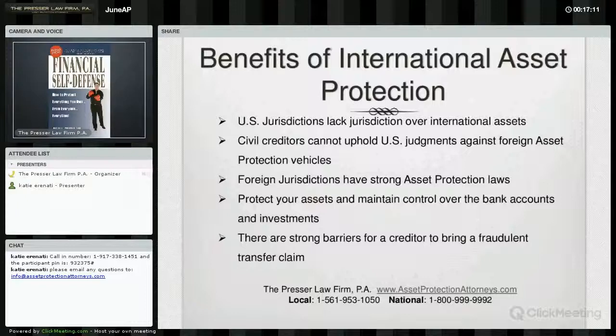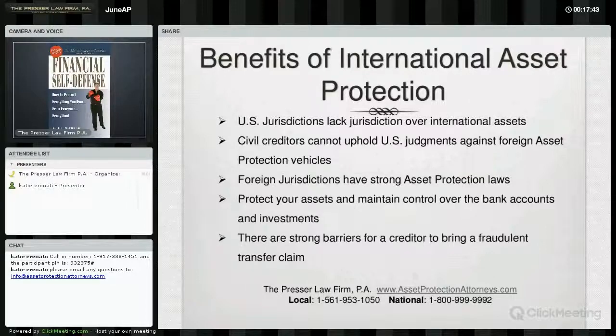Also, a civil creditor cannot uphold U.S. judgments against foreign asset protection vehicles. There's a lot of different good jurisdictions, and all of the good asset protection jurisdictions do not enforce U.S. judgments. Foreign jurisdictions have very strong asset protection laws. These are countries that are built on asset protection. So literally written into their law is very, very strong asset protection law. Protect your assets and maintain control over the bank accounts and investments. We'll talk about control a little bit later.